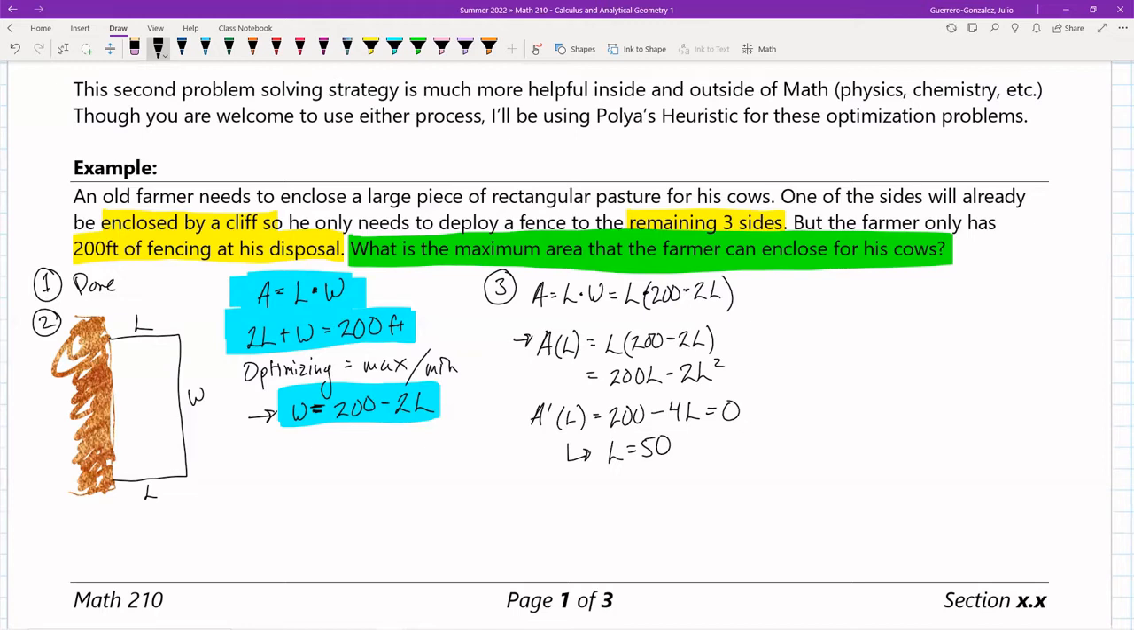Okay. So now comes step 4. We need to review our work and extend it. In particular, we need to review our work. So we have a numerical answer. We have this answer right here, L is equal to 50, right? That is the length. I'm now going to put units in feet. This is the length that maximizes the area.